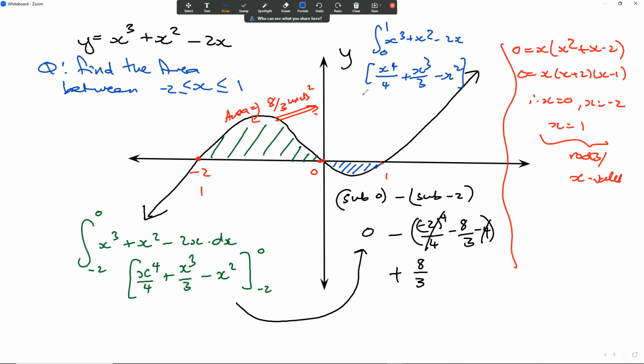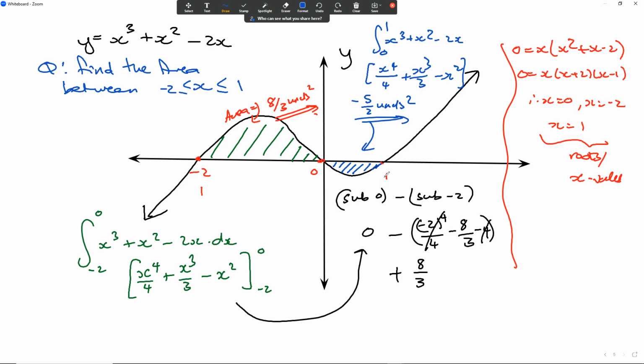If I put 1 in there, I'll end up with 1 over 4 plus 1 over 3 minus 1. And that's the same as 12 over 12. Or I could just work this out, multiply this by 3. So it's 3 plus 4, which is 7. 7 minus 12 is negative 5 over 12. Right, so it's going to be negative 5 over 12, which will be this area. Notice this area is a negative value, right? Negative 5 over 12 units squared.